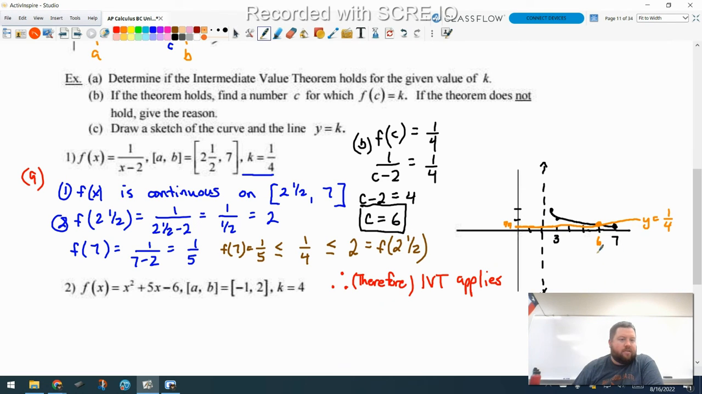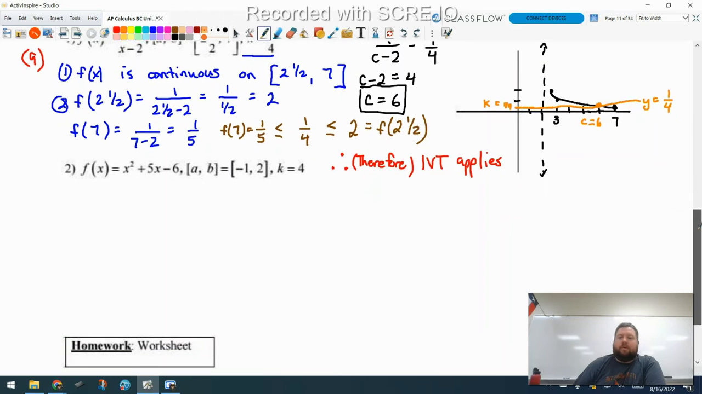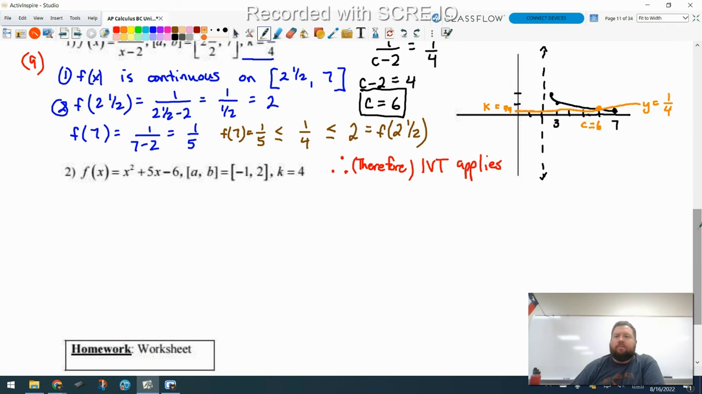And it did right there. That's 6. So that's our c is equal to 6 right there. And this is our k is equal to 1/4. So there's your visual of how this all works. All right, let's take a look at one more. Maybe pause the video, give this one a try on your own. I think you do this one pretty easily.